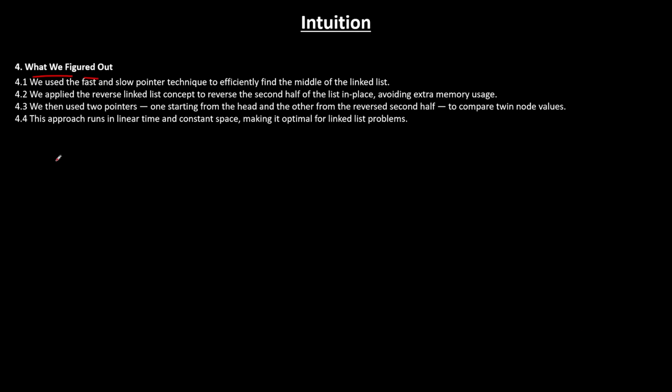What we figured out: we used the fast slow pointer technique to efficiently find the middle of the linked list. Great. We applied the reverse linked list concept to reverse the second half of the list in place, avoiding extra memory usage.